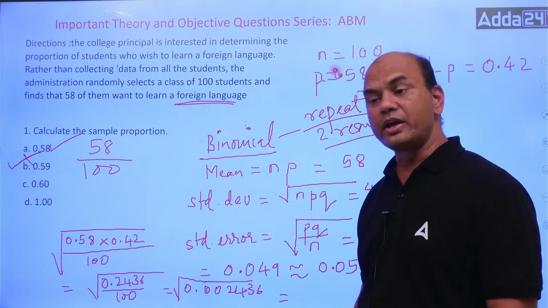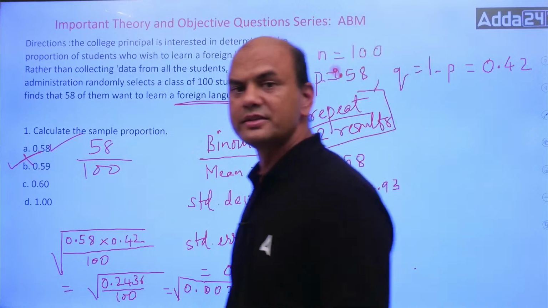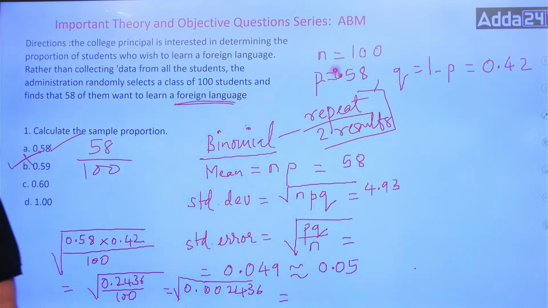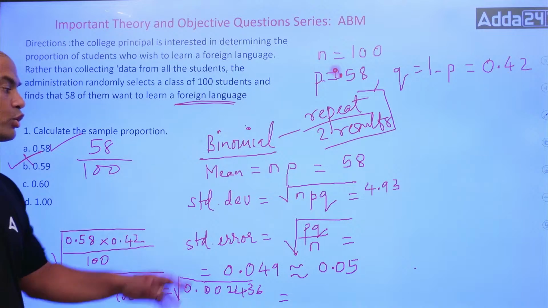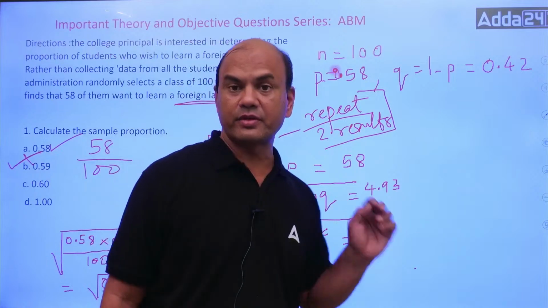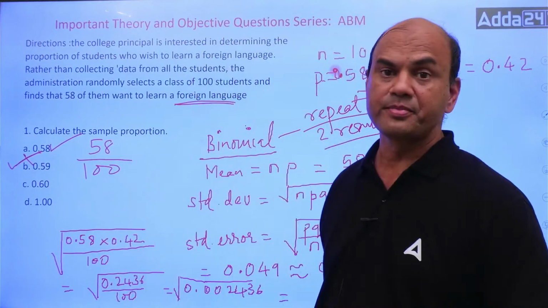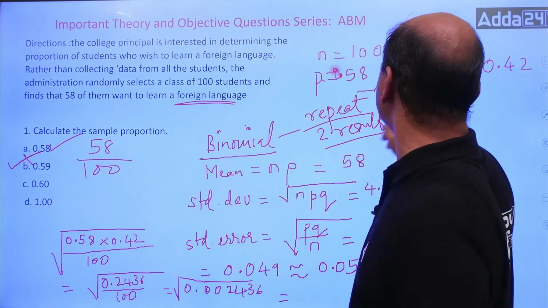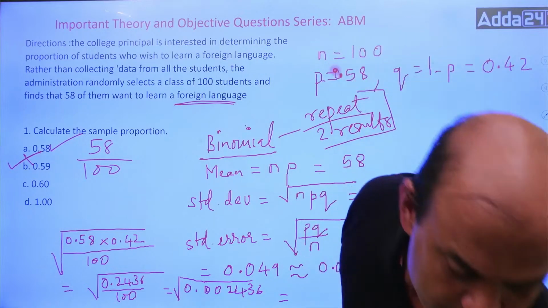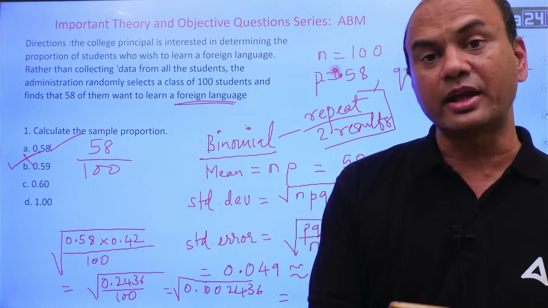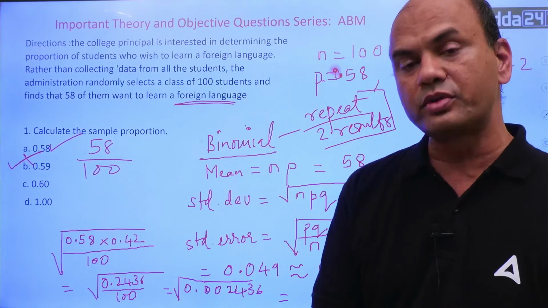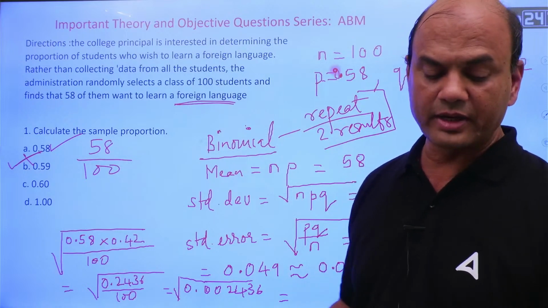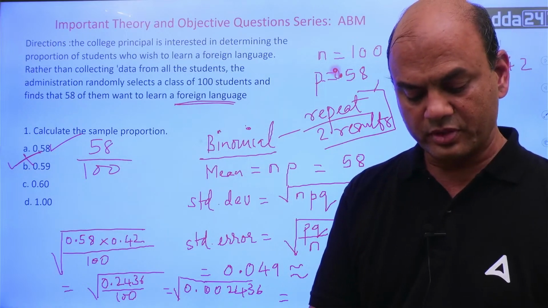Let me see. Are you getting the same answer? Give me in the comment section, everyone. Root of NPQ. Everyone try this. Square root of N, 100 into 0.58 into 0.42. Let me also try. I have written this, but I must get this answer correct as per what you get. So try the square root of this, everyone.